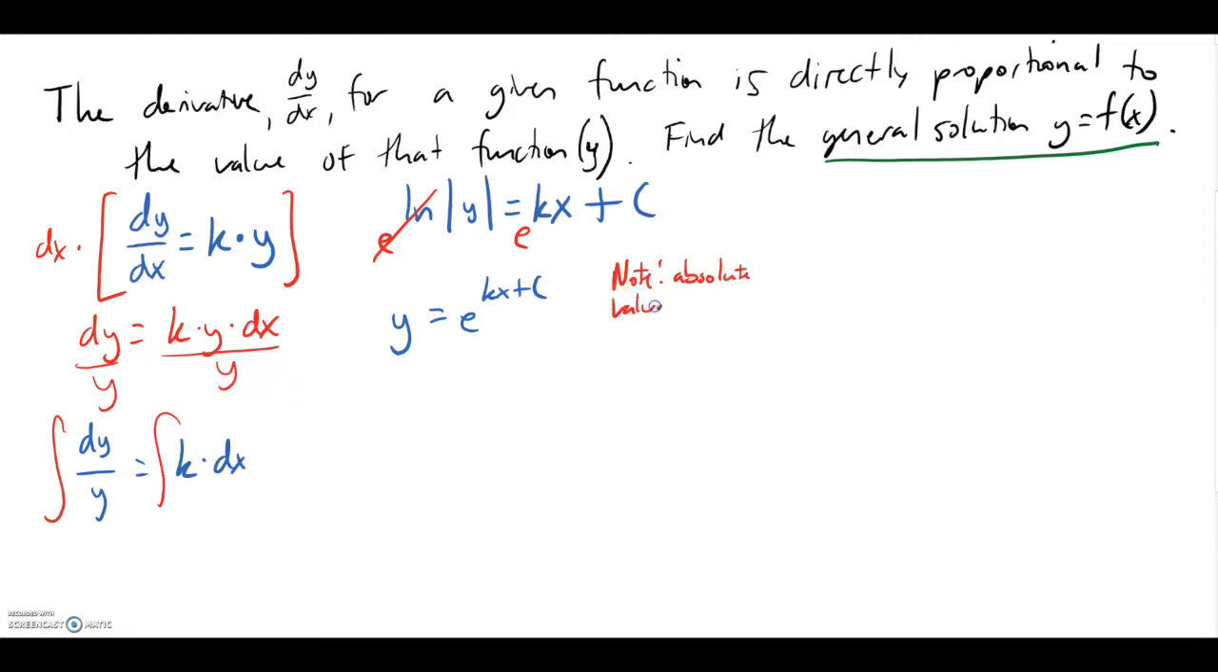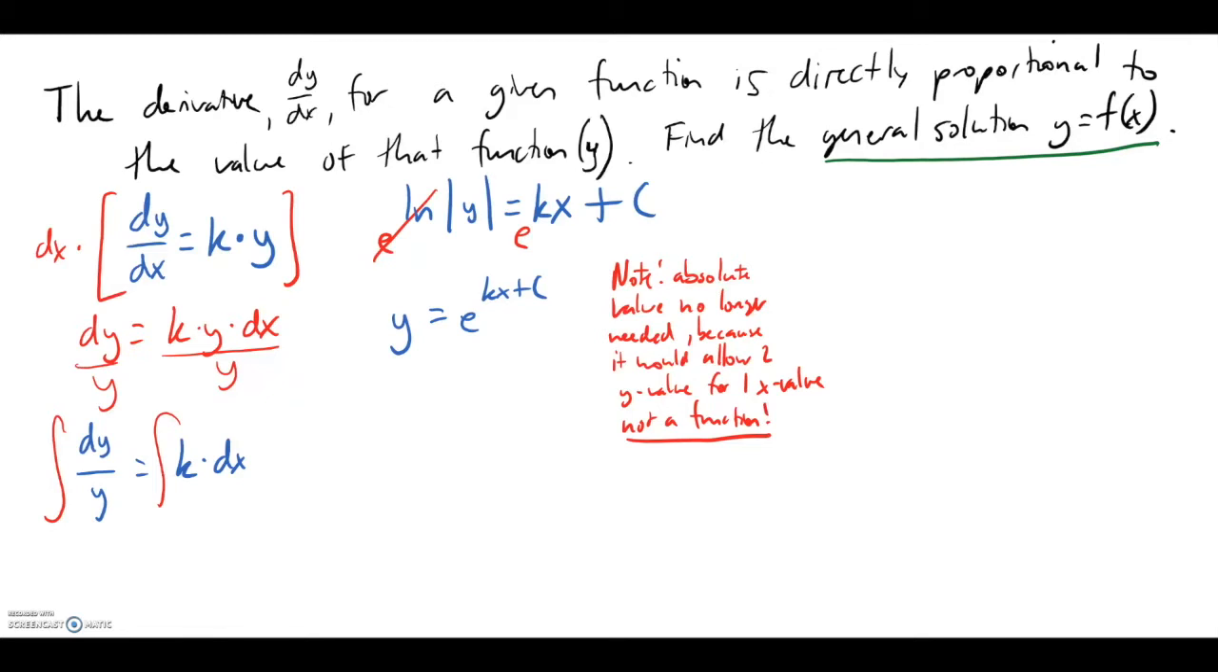And note here, the absolute value is no longer needed because it would allow two y values for one x value, which would make this not a function. Same way in that if we were taking a square root and we ended up with a plus minus, we could only have one or the other. We couldn't have both a plus minus and still have a function as our final answer. Now that looks pretty good. Y is by itself. It's equal to e to the quantity kx plus c.